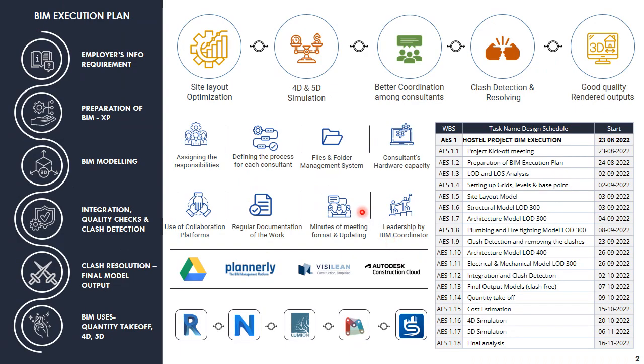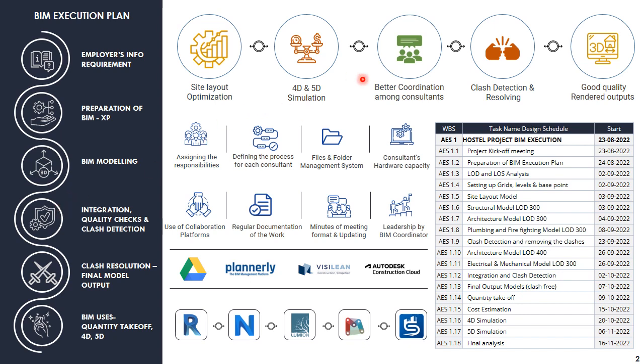This slide is about the BIM execution plan that we prepared for the hostel project. On the left hand side is the process flow of the BIM execution plan. We started with getting the employer's information requirements from the client, then preparing this BIM execution plan, which includes various strategies we adopted, and it proceeded with the modeling process and model integrations, and finally we explored various use cases of BIM.